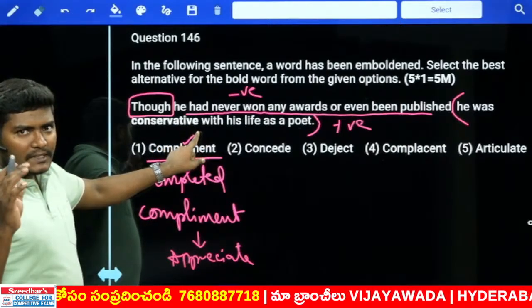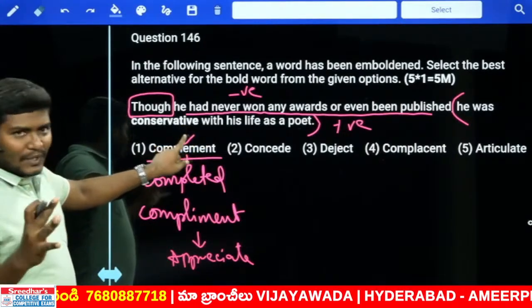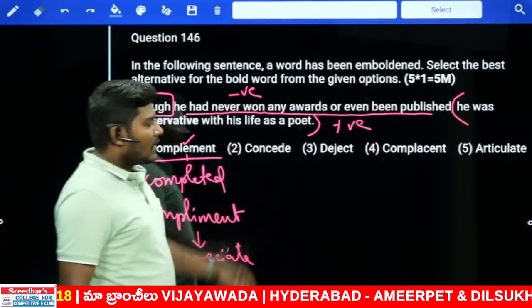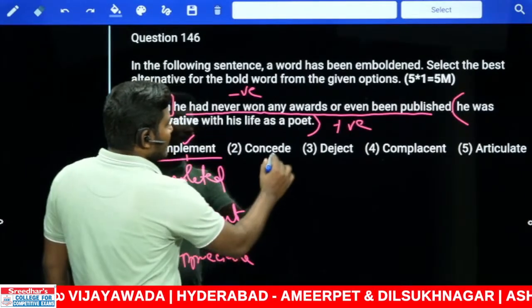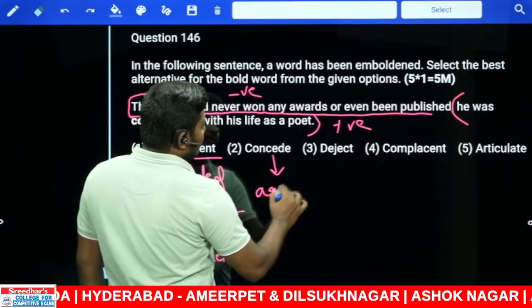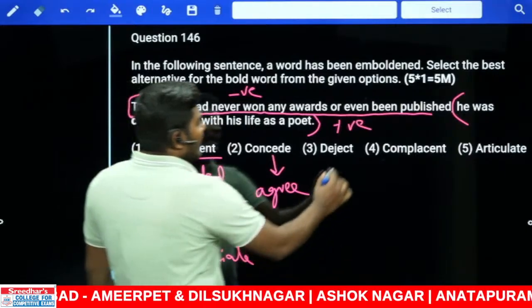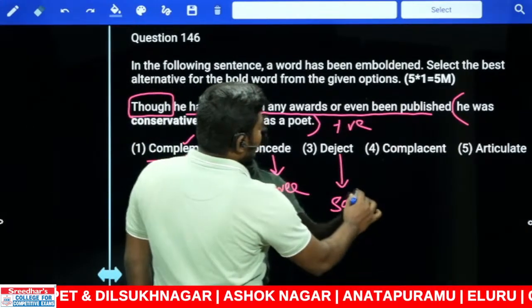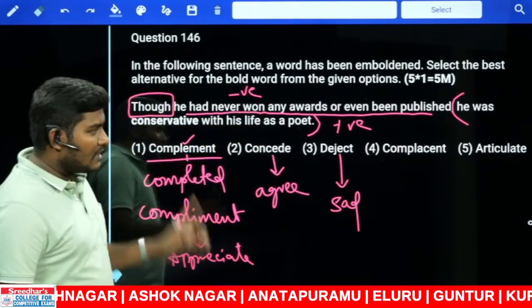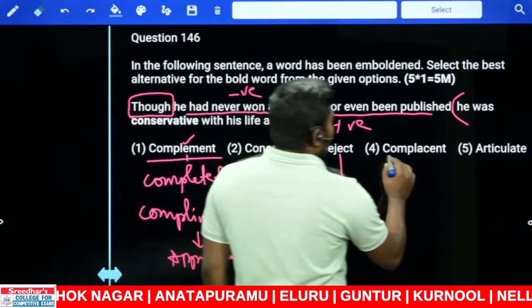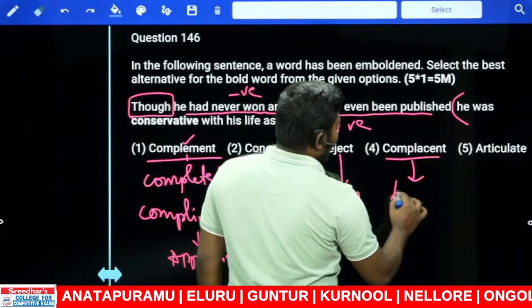We are speaking about his character, his behavior. He's a conservative person. Now look at the second one. What is the second one? Concede. Concede is nothing but to agree. Not possible. Deject is nothing but being sad. He is not sad. We need to have a positive word on the other side. Next word, complacent. Complacent is a person who is balanced.